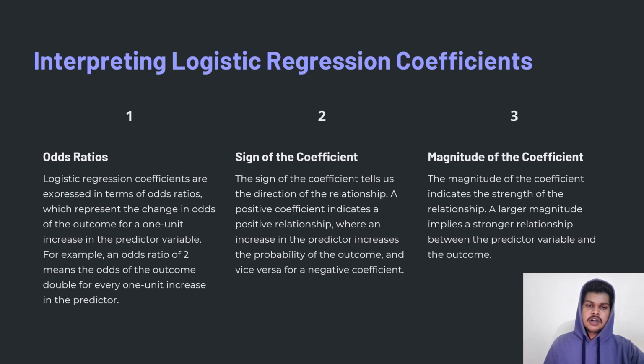Second, sign of the coefficient. The sign of the coefficient tells us the direction of the relationship. A positive coefficient indicates a positive relationship, where an increase in the predictor increases the probability of the outcome, and vice versa for a negative coefficient.